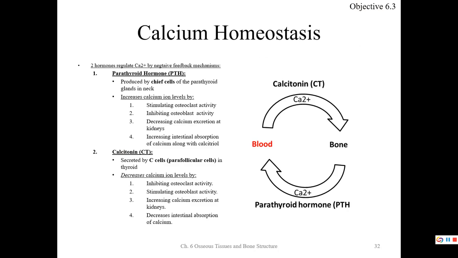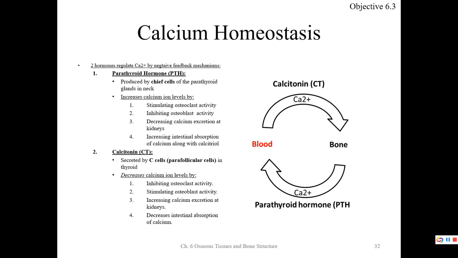So what we're going to see is parathyroid hormone is produced by cells called chief cells in the parathyroid gland. They increase calcium ion levels. They stimulate osteoclast activity. They inhibit osteoblast activity. They decrease calcium excretion in kidneys, and they increase intestinal absorption along with calcitriol. So that is the parathyroid hormone.